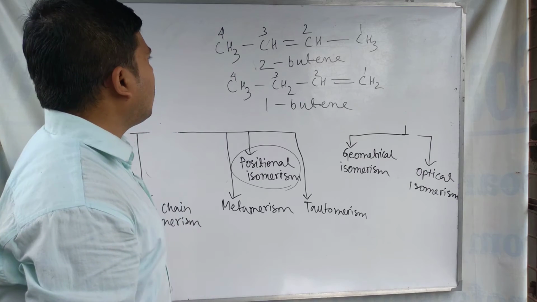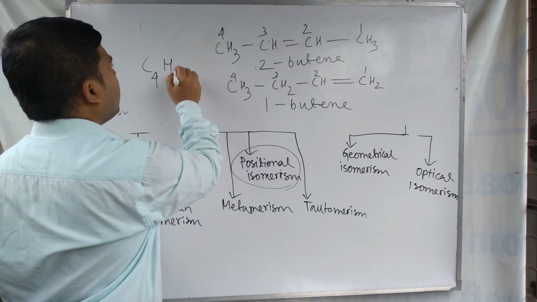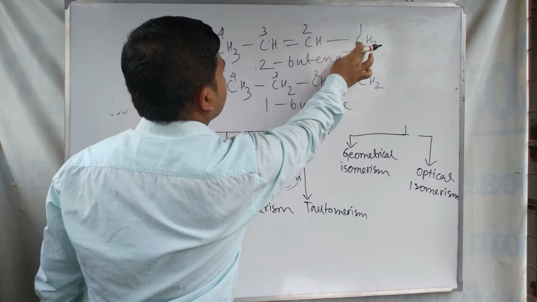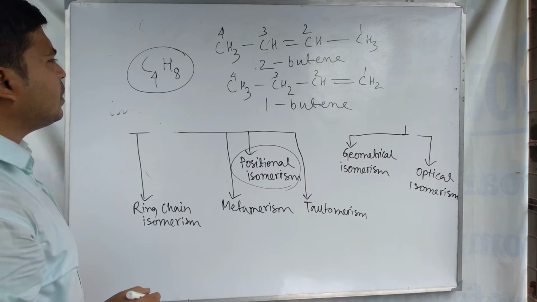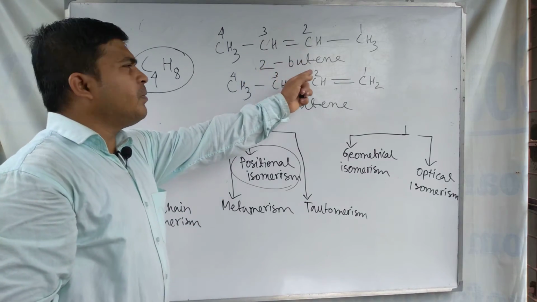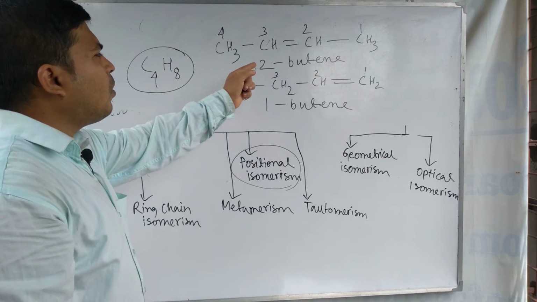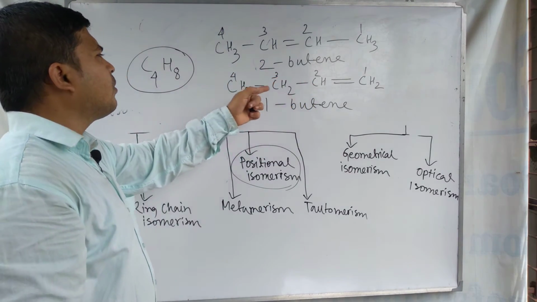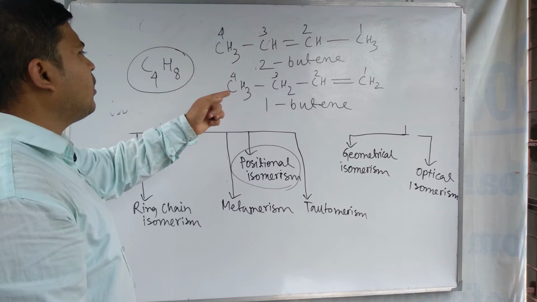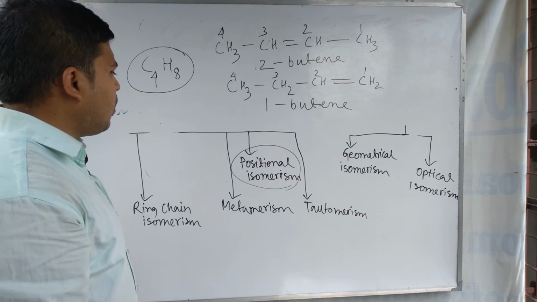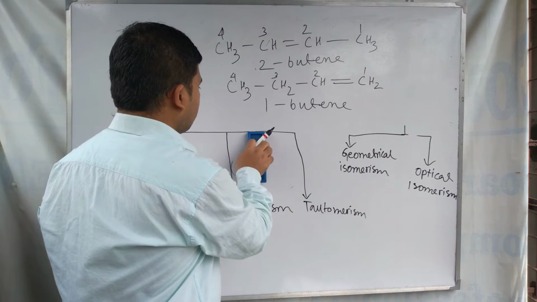The molecular formula of these two compounds is C4H8. Using this common molecular formula C4H8 we can draw two different alkene compounds, which differ in their physical and chemical properties. So two types of compounds can be represented using this molecular formula. This is about positional isomerism, and we erase it because we have discussed this type.